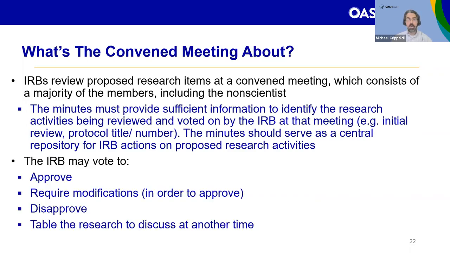The IRB has the ability to approve research as is, or require changes in order to approve, meaning that the changes are made to the protocol and the informed consent document or flyer, what have you, and then they're resubmitted for approval. The IRB can disapprove research, which doesn't seem to happen too often, but they can also table research to discuss at another time. Tabling can be done for a variety of reasons. This could be because there's a lack of expertise on the IRB at the time because maybe some members aren't present. Or it could be a time constraint, like maybe there aren't enough minutes left in the meeting to thoroughly review a protocol action.